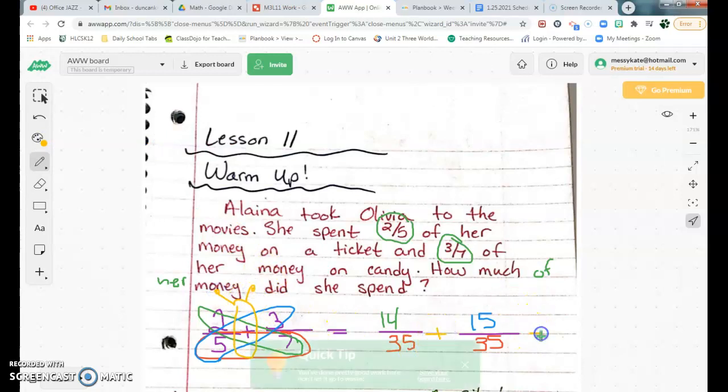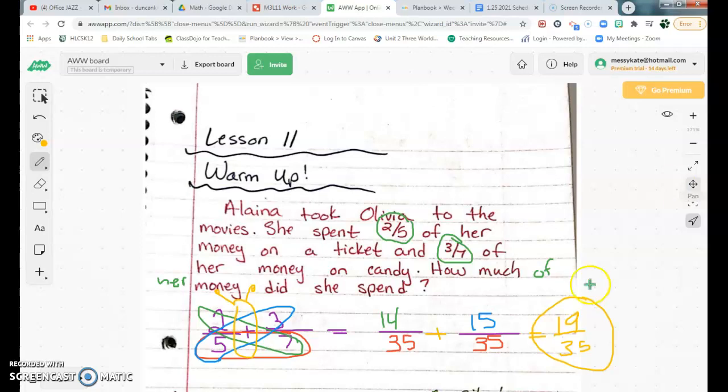Well, I know that my denominator is going to stay 35 since my two denominators here are like. 14 plus 15 is going to give me 29, and that is not an improper fraction. My numerator is smaller than my denominator, and I cannot reduce that. 29 and 35 do not share a common factor, so my answer is 29/35 of Elena's money was spent on her night at the movies.